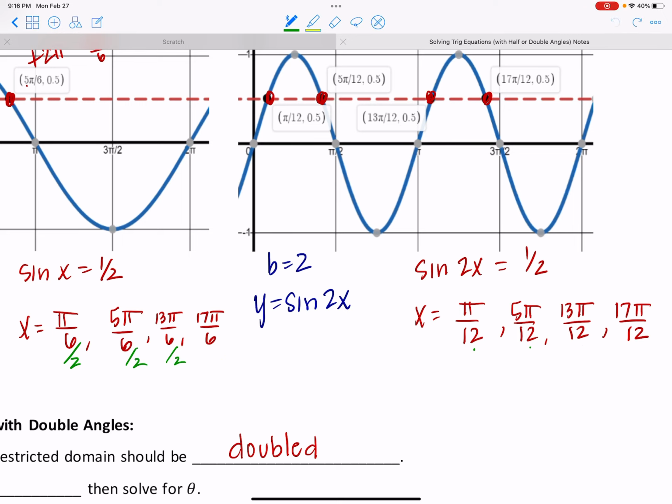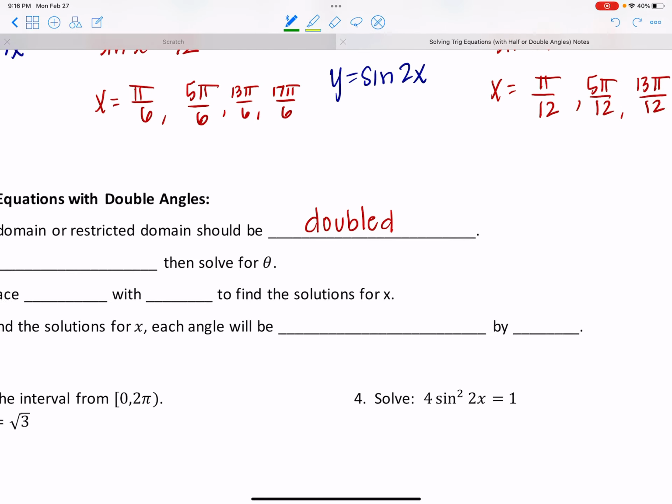So we want to double the domain and then divide the angles by 2. Exactly the reverse of what we did a few minutes ago, where we cut the domain in half and then we doubled to solve for x. Here we're going to double the domain and then cut the angles in half to solve for x, and that will make a little more sense too when we actually do the solving.